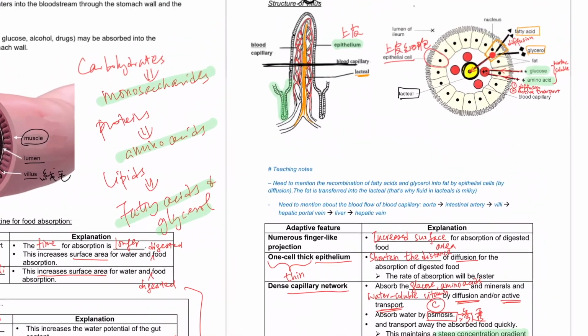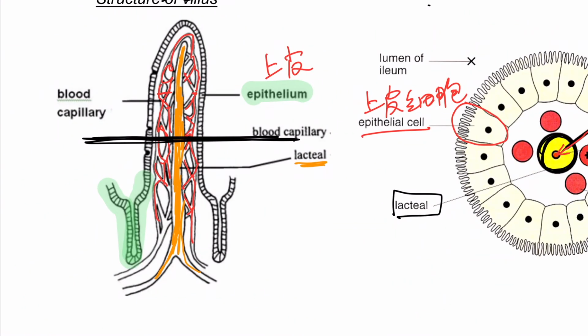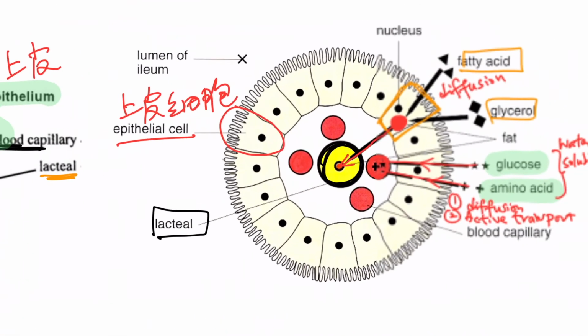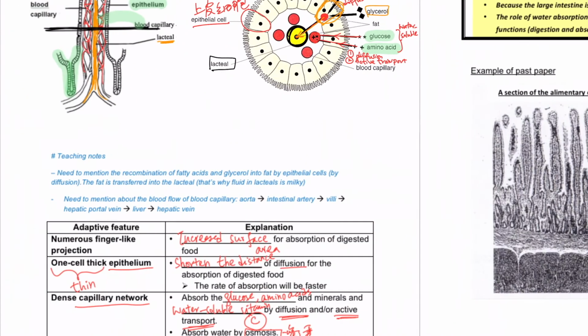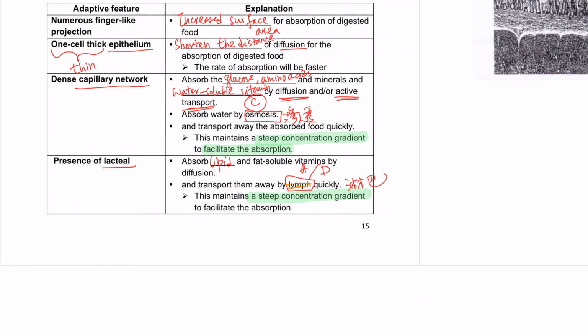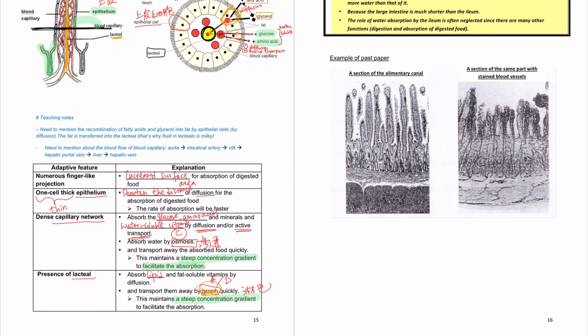Okay, once again, I'm telling you that water-soluble digested food will be absorbed into the blood, while lipid after digestion is broken down into fatty acids and glycerol, right? And these two will recombine inside the epithelial cell into lipid molecule, and then the lipid will get into the lacteal and be transported away and eventually into the lymphatic system. Okay, the lymphatic system. Alright, that's almost the end of absorption of food.